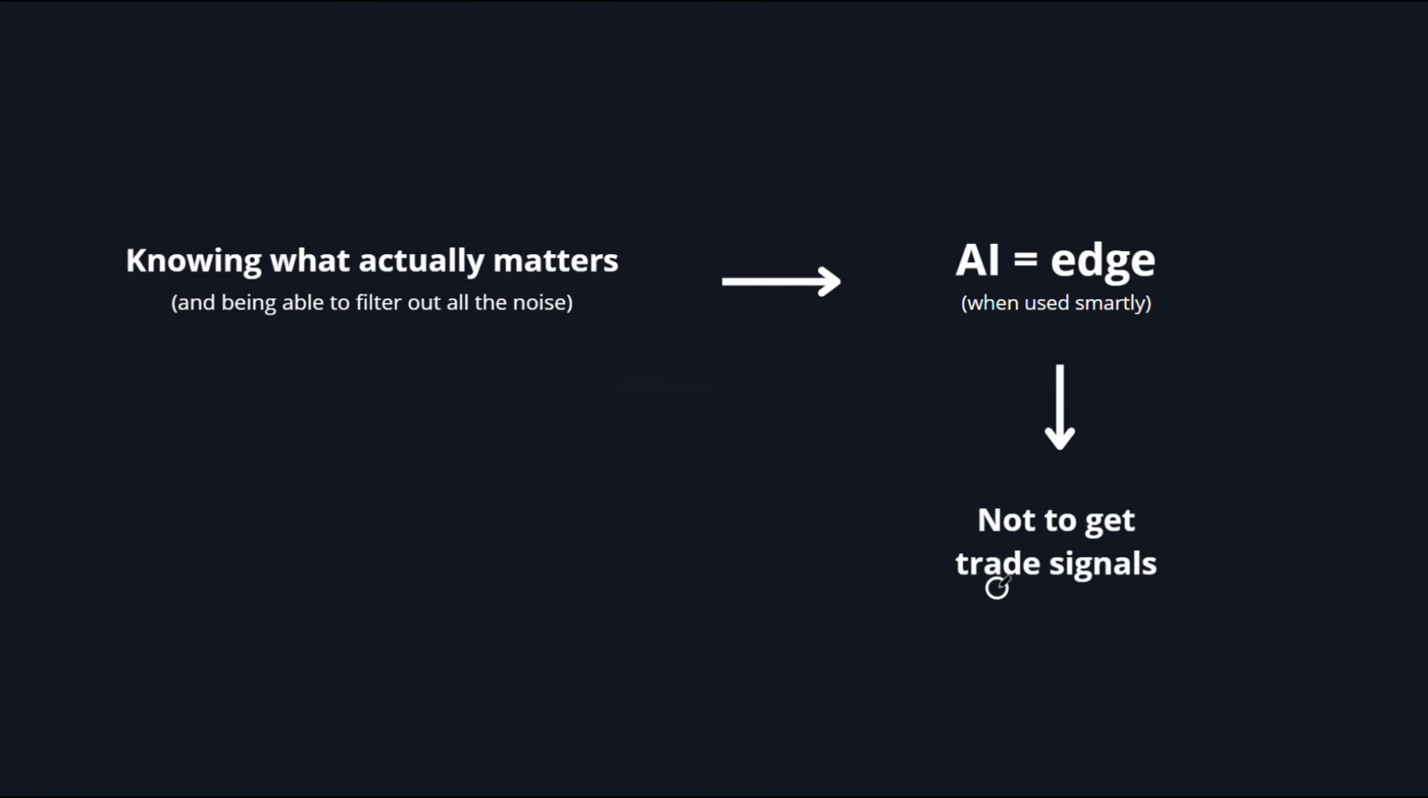Not to predict price, not to get trade signals, okay, listen to me very closely here, but to simplify the analysis process so your decision becomes clearer, calmer, and more consistent. Before we go any further, I want to be painfully clear. AI is not here to tell you what to buy, tell you where to enter, or instantly turn you into a profitable trader. It's not that. Maybe sometime it will, but it's not there just yet.